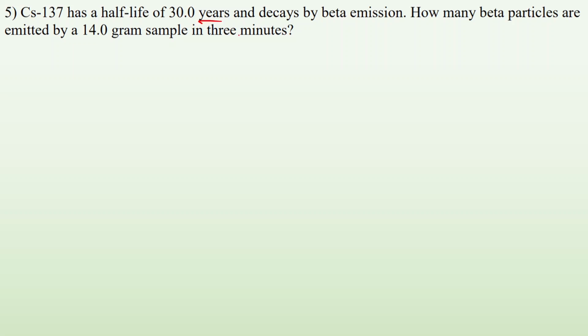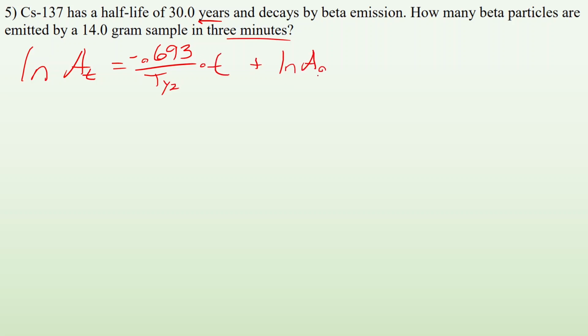All right, so here's an issue. We got 30 years, we got 3 minutes. Those units for time are not the same. But let's start with the equation. Natural log of the amount at some time equals negative 0.693 over T1 half times T plus the natural log of A0. So if I want to know how many beta particles are emitted, I need to know how much decayed. Right, 1 mole decayed gives me 1 mole of beta particles. So let me figure out how much I have left after that much time.